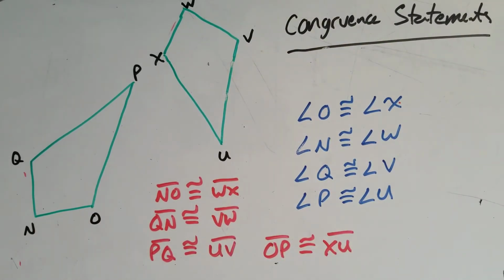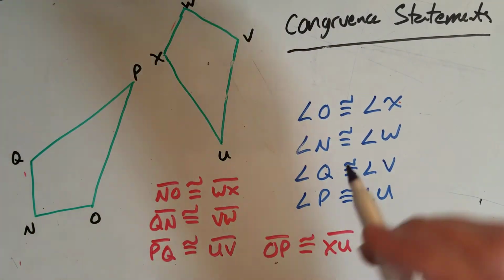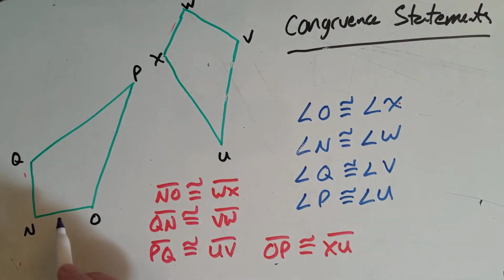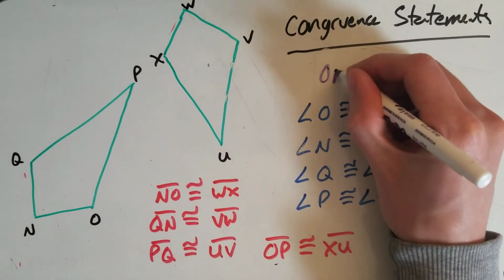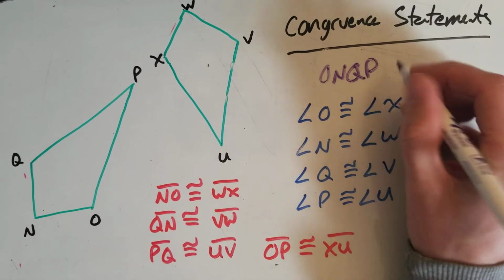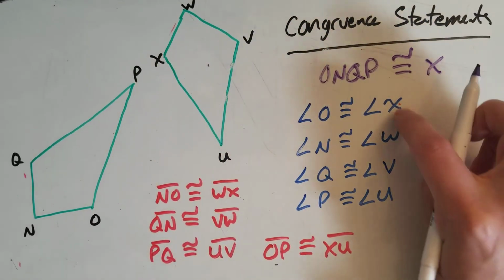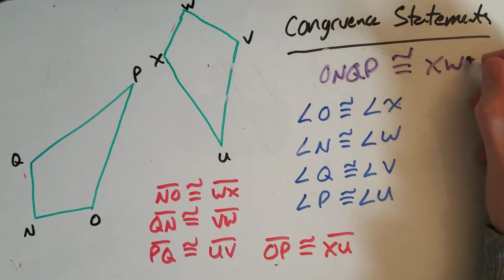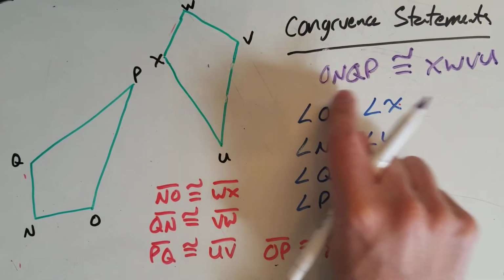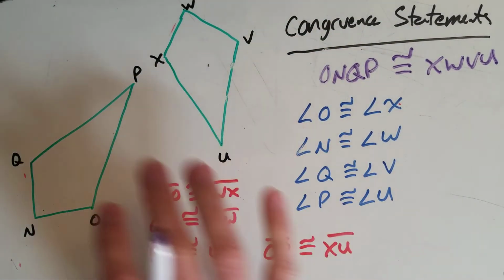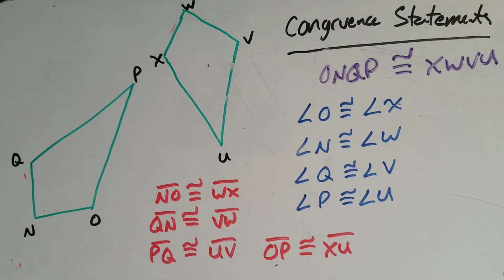They are what correspond. And the last thing you want to write is a congruent statement just for the two figures in general. So let's say we did ONQP. ONQP is going to be congruent to XWVU. So this lists all the corresponding parts that go with one another. From there, you could actually write all these statements without the two shapes. And we'll do an example of that on our next one.